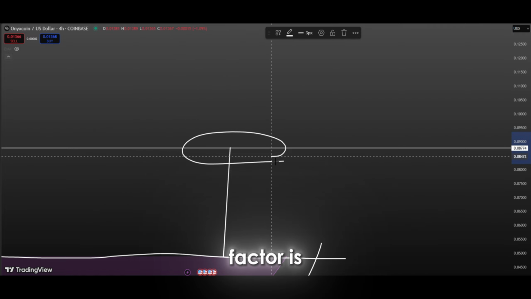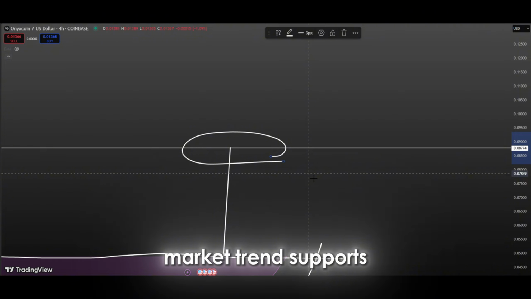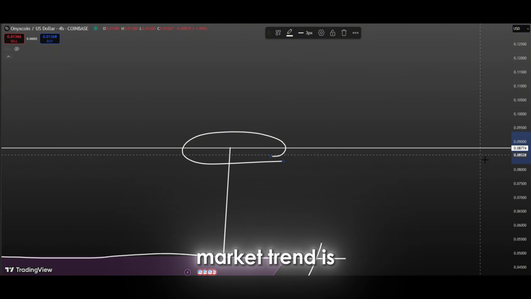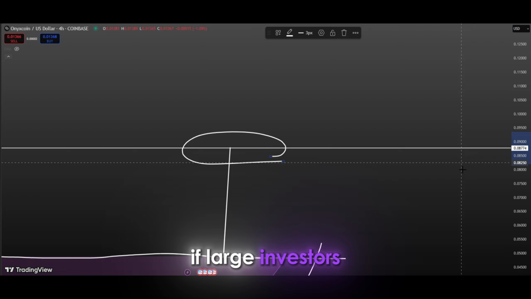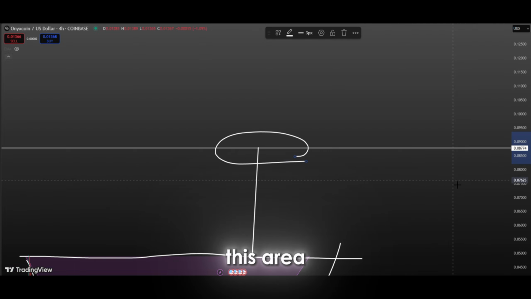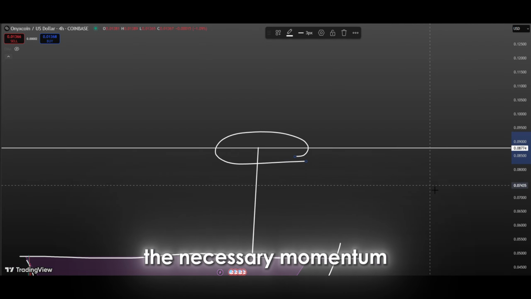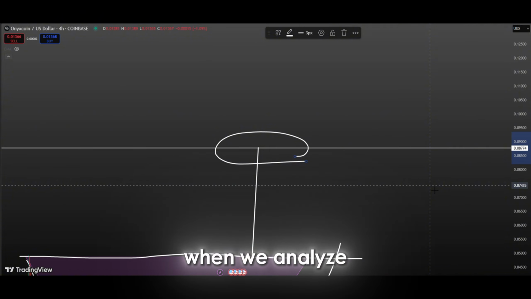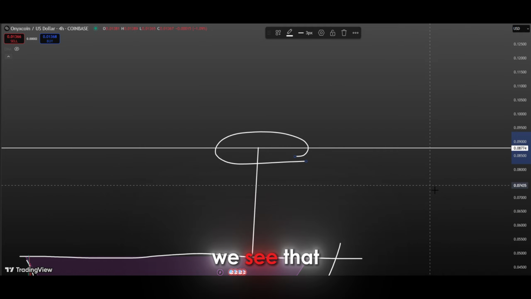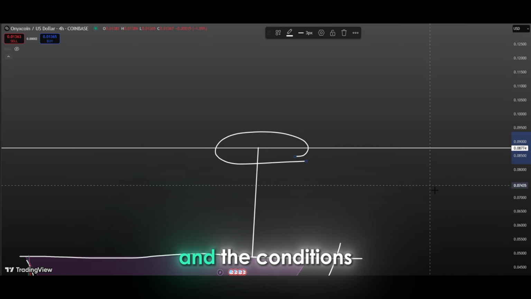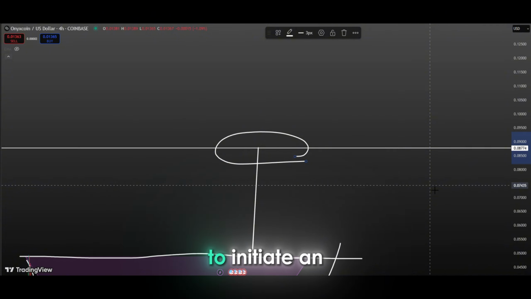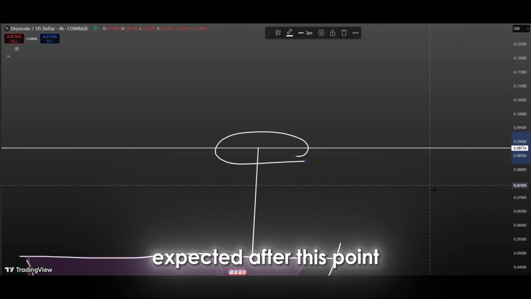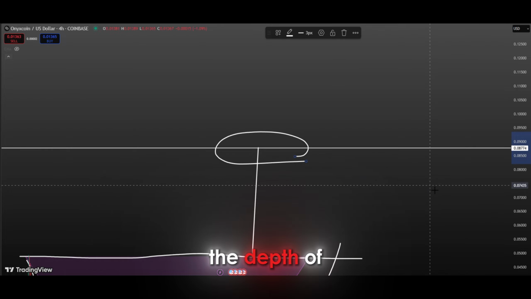Another critical factor is whether the overall market trend supports this pattern. If the overall market trend is to the upside, and especially if large investors are accumulating in this area, then we can more easily provide the necessary momentum for the bowl pattern to work. To summarize, when we analyze the current market structure, we see that the price is trying to hold on to the bottom and the conditions are starting to form to initiate an upward movement. In case the pattern is completed, a significant uptrend can be expected after this point, as the price target will be measured by the depth of the bowl.